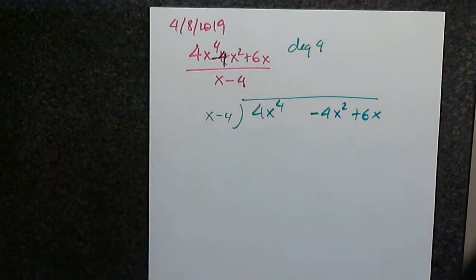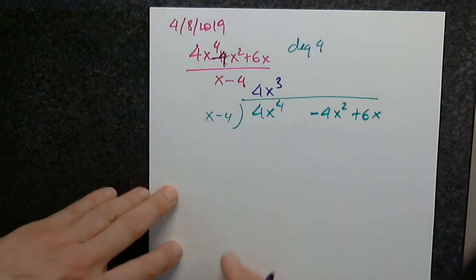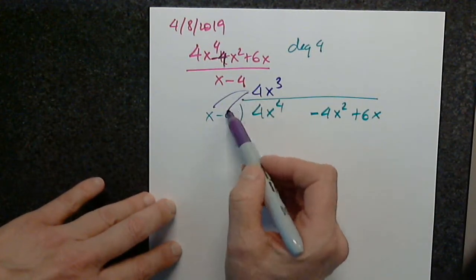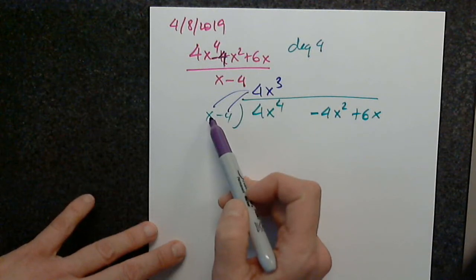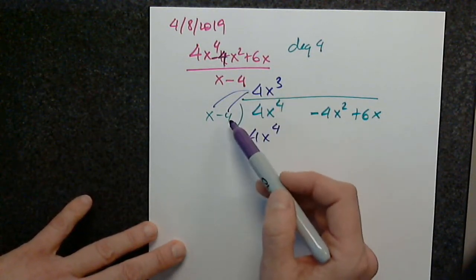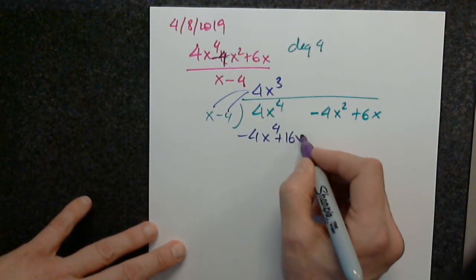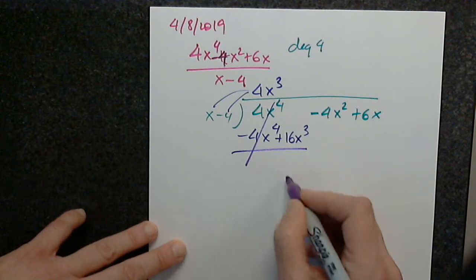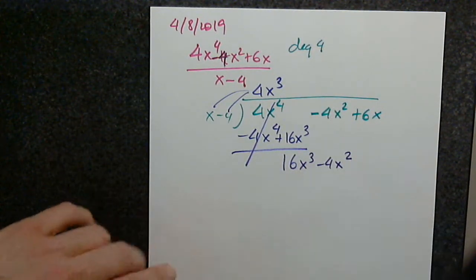First question is, x times what is 4x to the fourth? And the answer is 4x to the third. Would you agree? Yeah. And then I distribute and change the sign and write below like terms. 4x cubed times x is 4x to the fourth, and I subtract. 4x to the third times negative 4 will be negative 16x cubed, positive 16x cubed. And I bring down the next in line. Is this okay so far?